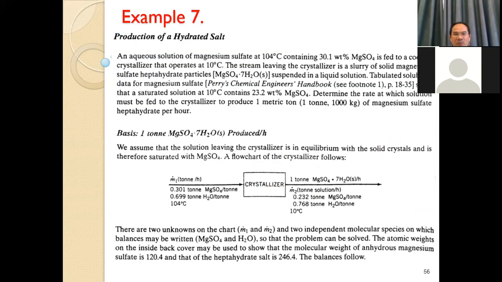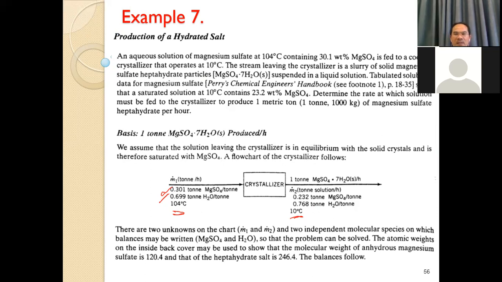For this example, an aqueous solution of magnesium sulfate at 104 Celsius. This includes 30.1% of magnesium sulfate, and the balance is water. That's right, 30.1% magnesium sulfate, 69.9% water. Okay, for this we use cooling crystallization also. We operate at 10 Celsius. We cool from 104 to 10 Celsius.